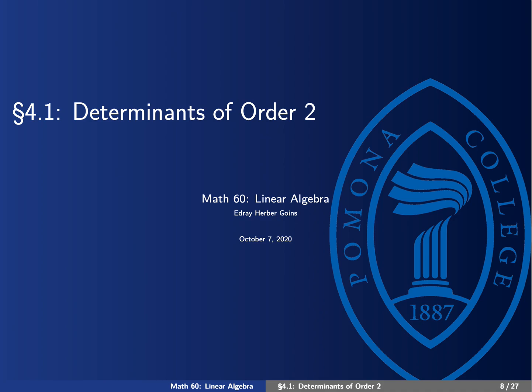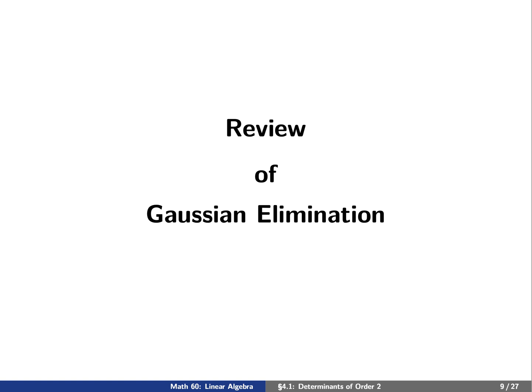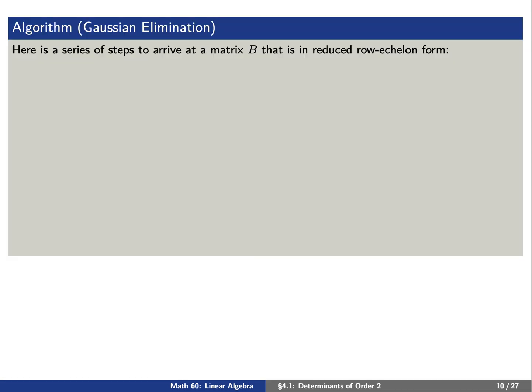Today we're going to talk about determinants of order 2. But before we do so, let's do a quick review of Gaussian elimination. Here's a series of steps to arrive at a matrix B that is in reduced row echelon form.